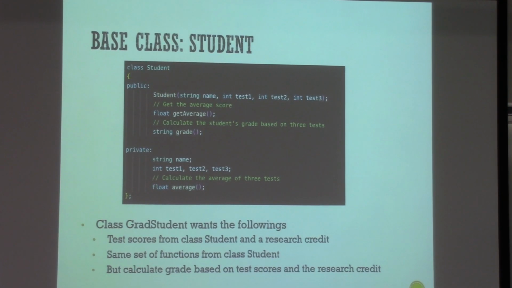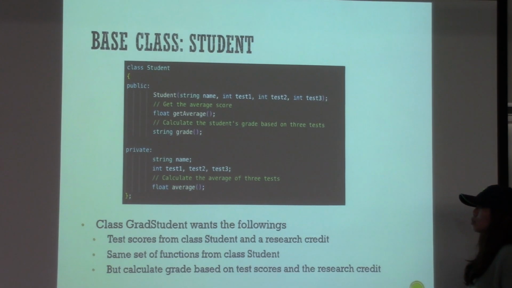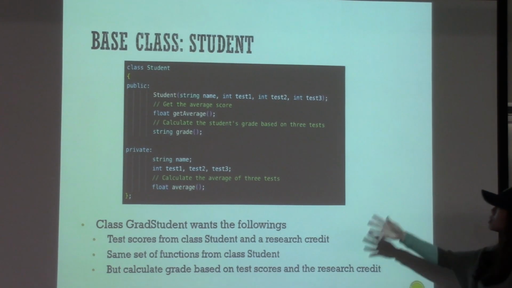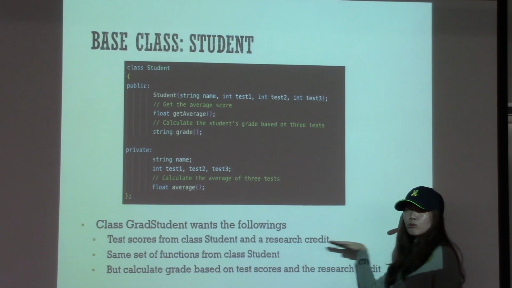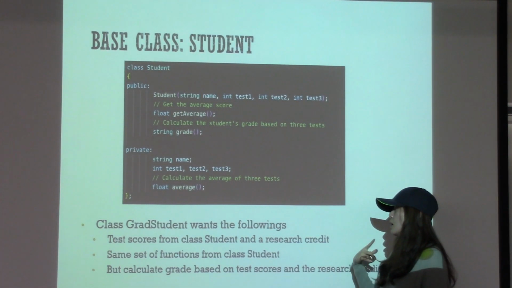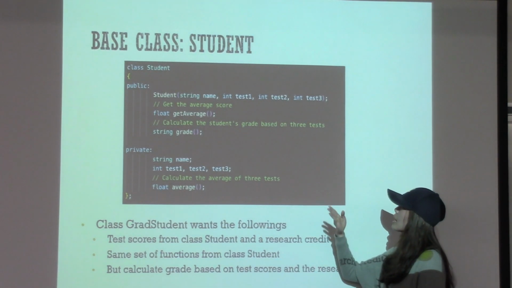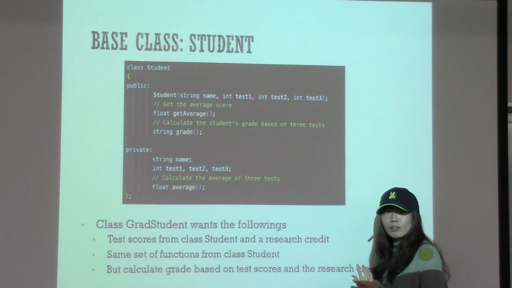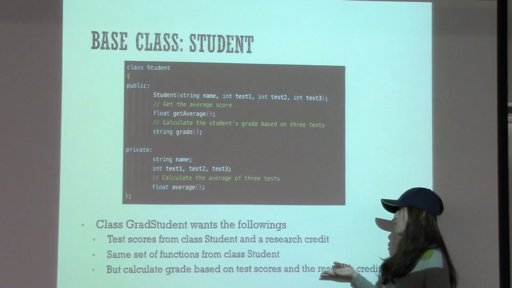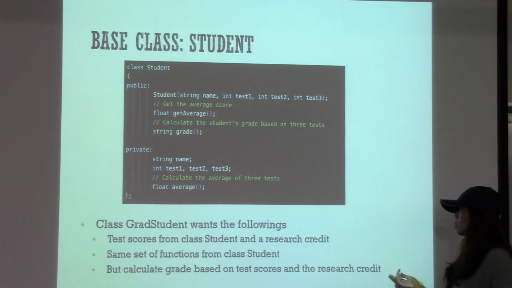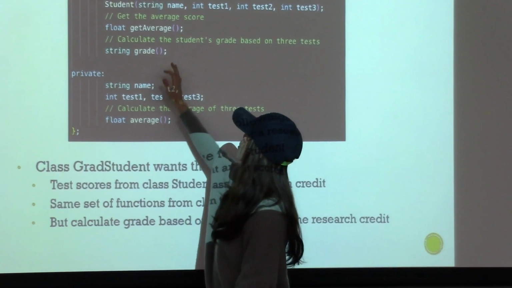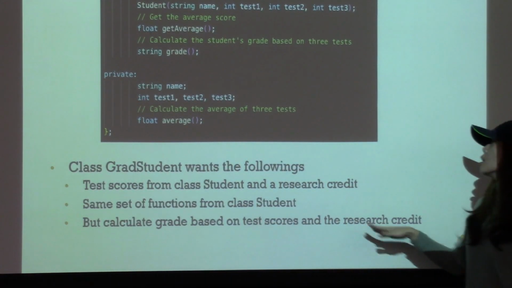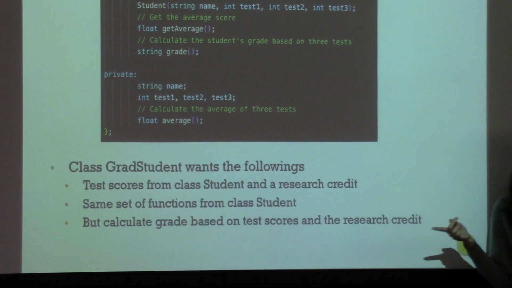Now, I want a new class, grad student. Inside my grad student class, I want to have the same number of test scores as students, so I will have test one, test two, test three. But I also want to add another research credit on top. I want to have the same set of functions, meaning that my grad students should be able to get their average and get their grade as well. We want to calculate grade based on test score and the research credit for grad student. So this average, as you could imagine, will just calculate the average of that, and then the grade will depend on that. For grad student, I want it to depend not only on the average of test score, but also research credit.